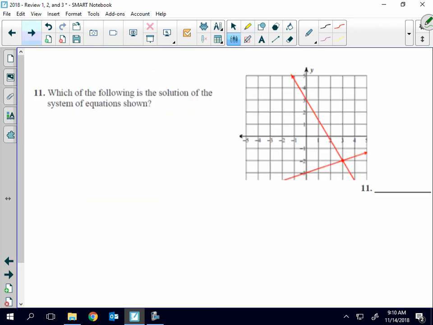Which of the following is a solution to the system of equations shown? This used to be a multiple choice question. All you have to do is find where they meet. That's the solution, is where they both meet. Okay, and that is the point 3 on the x-axis, so the x is 3, and negative 2 on the y-axis, so the y is negative 2.